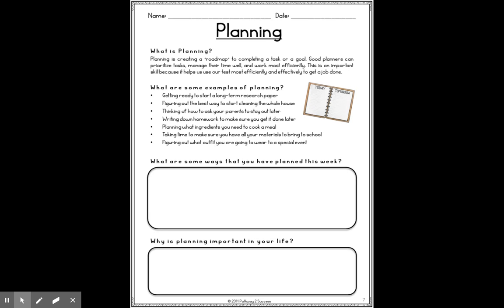So, some examples of planning are getting ready to start a long term research paper, figuring out the best way to start cleaning the whole house. Think of how to ask your parents to stay out later, writing down homework to make sure you get it all done later, planning what ingredients you need to cook a meal, taking time to make sure you have your materials to bring to school, and figuring out what outfit you're going to wear to a special event. So those are all examples of ways that you can plan.